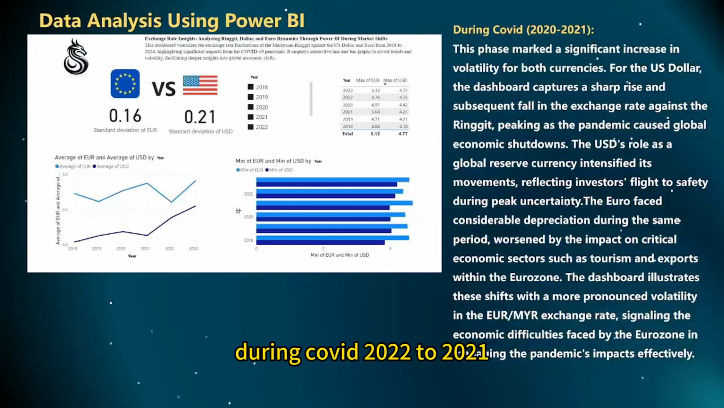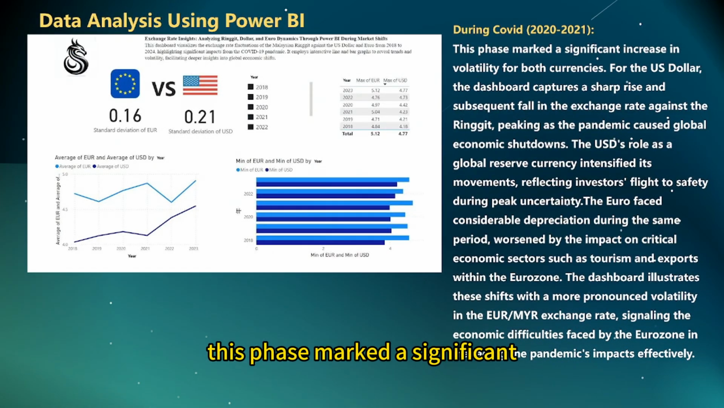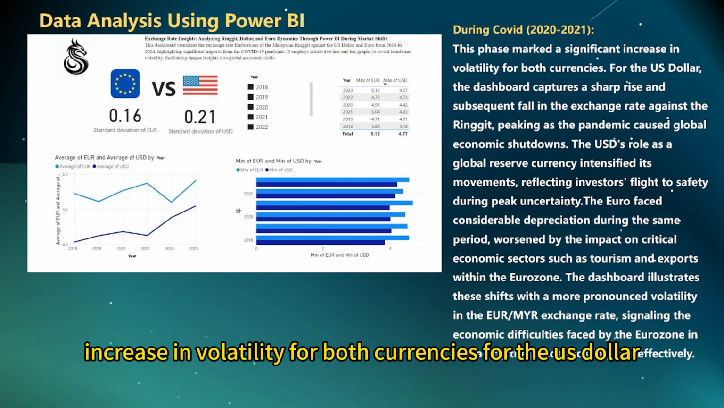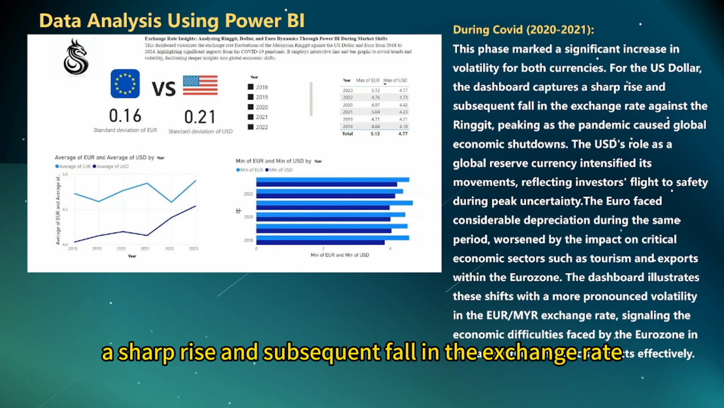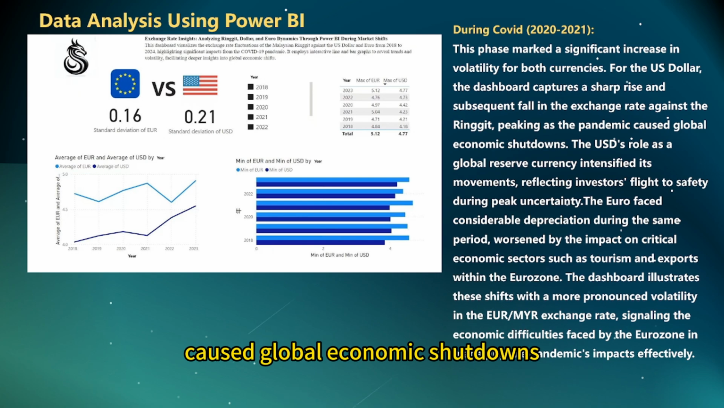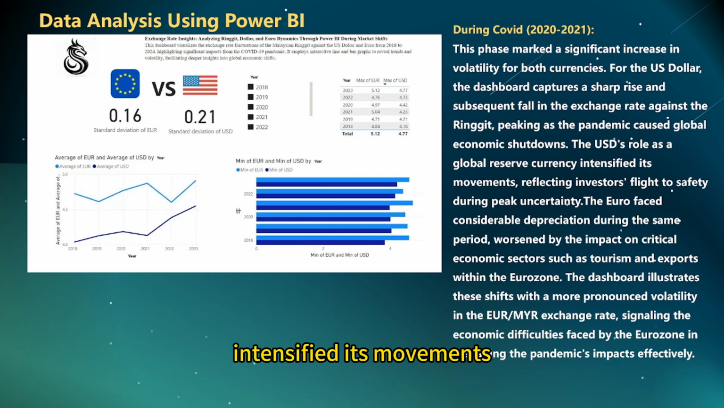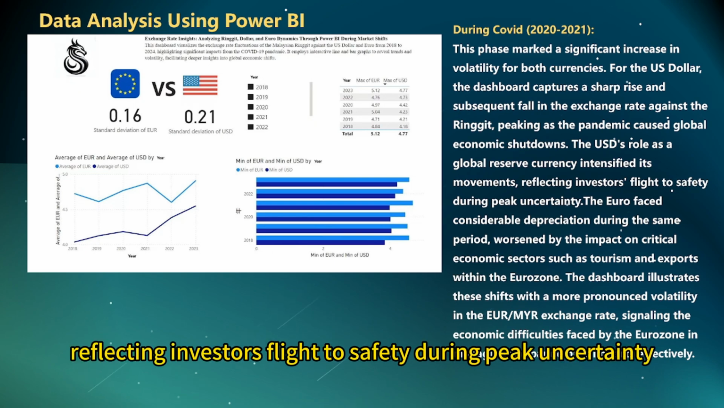During COVID, 2020 to 2021. This phase marked a significant increase in volatility for both currencies. For the US dollar, the dashboard captures a sharp rise and subsequent fall in the exchange rate against the ringgit, peaking as the pandemic caused global economic shutdowns. The USD's role as a global reserve currency intensified its movements, reflecting investors' flight to safety during peak uncertainty.